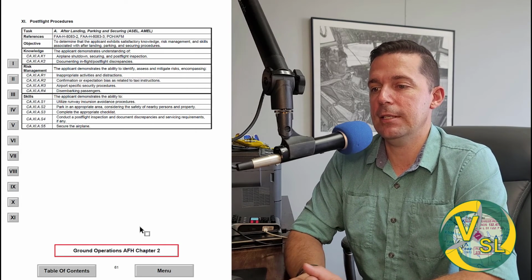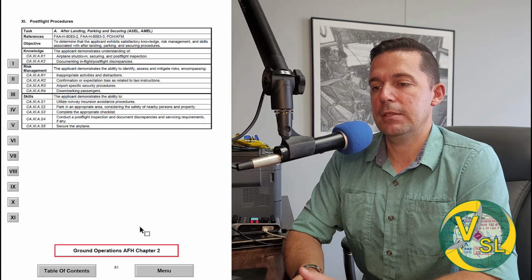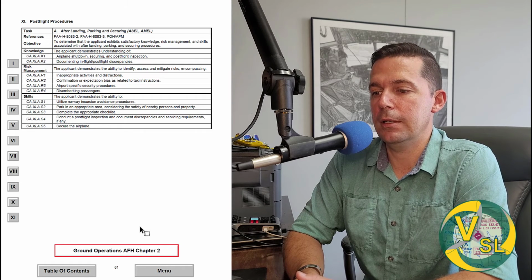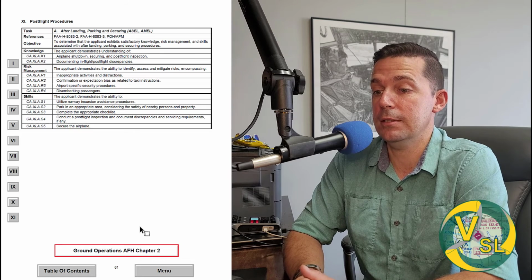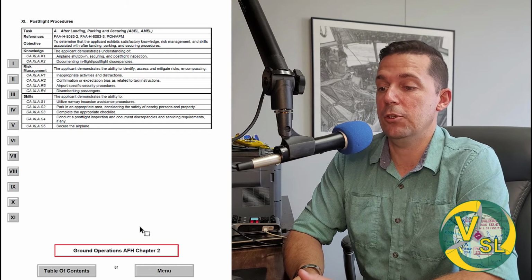Task A, after landing and parking, securing the aircraft. We have 5 skills here. Skill 1, utilize runway incursion avoidance procedures. Skill 2, park in appropriate area, considering safety of nearby persons or property. Skill 3, complete the appropriate checklist. Skill 4, conduct post-flight inspection and document discrepancies and servicing requirements, if any. Skill 5, secure the airplane.